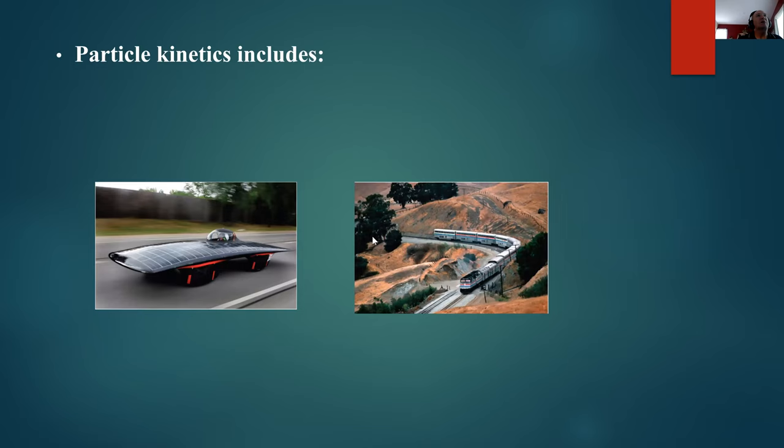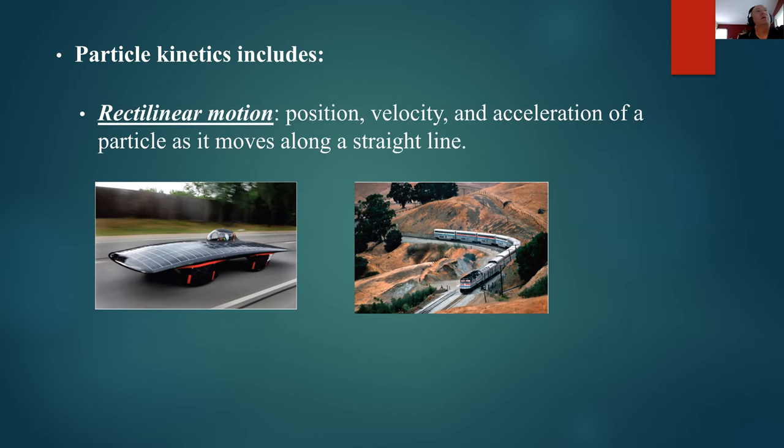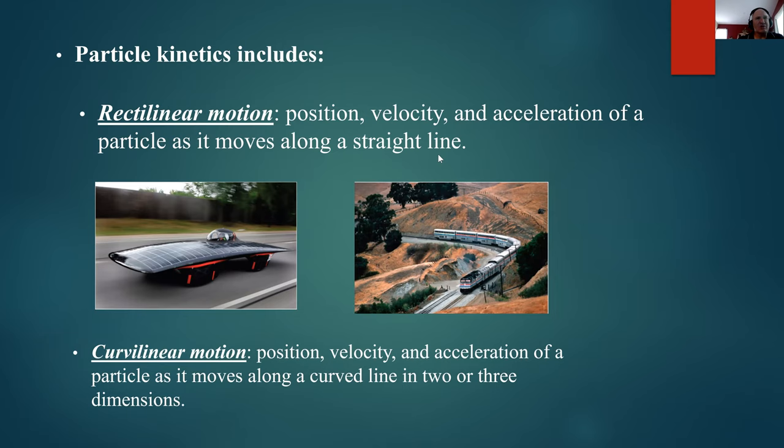Now, in terms of particle kinetics, the two that we're going to start with are rectilinear motion, which is the easiest. That's basically motion in a straight line. Then we'll have curvilinear motion, so that'll be motion with position, velocity, and acceleration on a curved line in two or three dimensions. We'll be dealing primarily with two dimensions to start, because this stuff does get complicated and I'd rather keep it as simple as possible until you get grounded in the information.